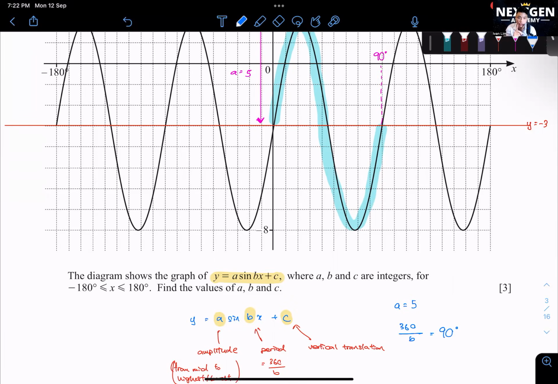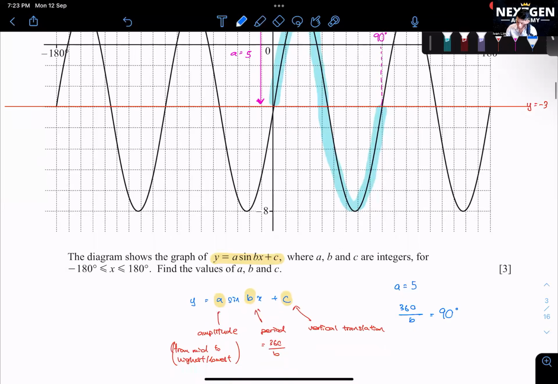For tangent, you've got to remember it's 180. For sine and cos, it will be the same, 360. So just rearrange it. b equals 360 divided by 90. Therefore it will be equal to 4.